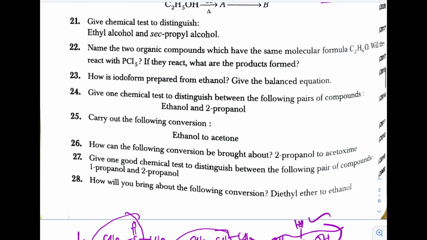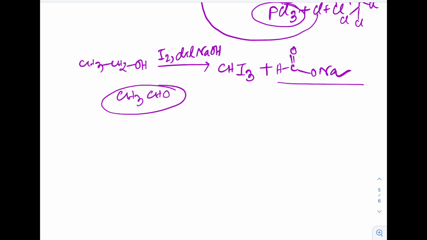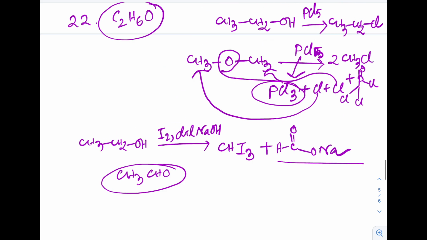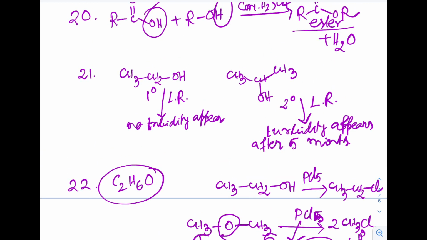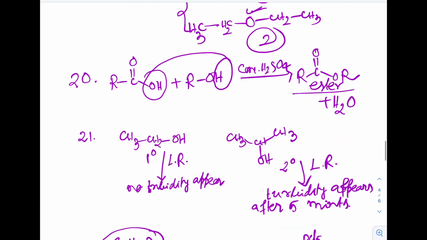Next we'll move to question 24. Chemically distinguish between ethanol and 2-propanol. The same question: this one is ethanol and this one is 2-propanol. We can do it by applying the Lucas test. It is done.